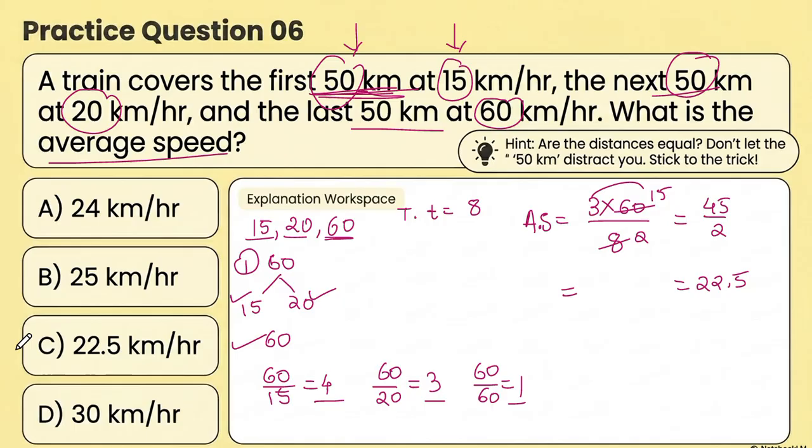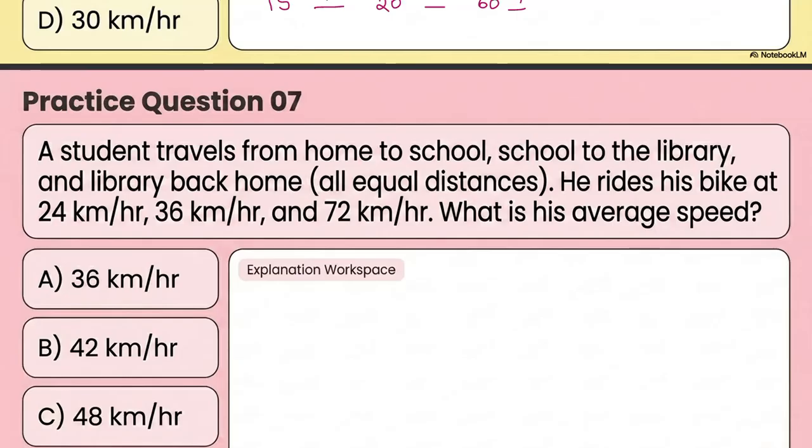So the correct answer is here C. Or you can see that here this number is not divisible fully. So in only one option we have the answer in decimal. So this is your correct answer. Okay. Look at the next problem.